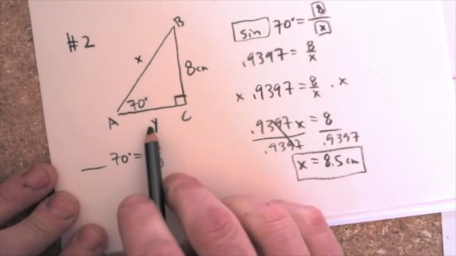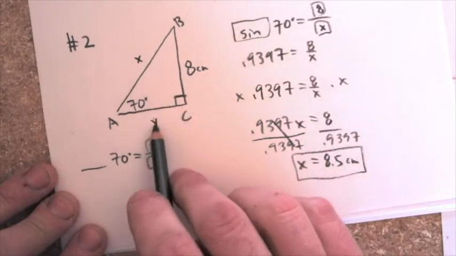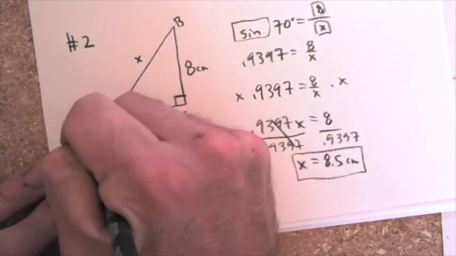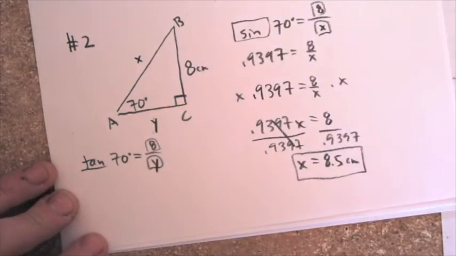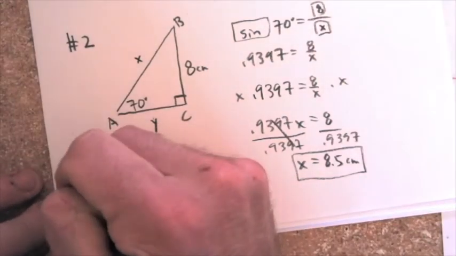Okay, doing y, I'm going to go with the 8 and the y because I know the 8, I'm looking for the y. So we're talking opposite and adjacent, that's tan. 8 goes on top, opposite and adjacent, y goes on the bottom. Look up tan 70, 2.7475.